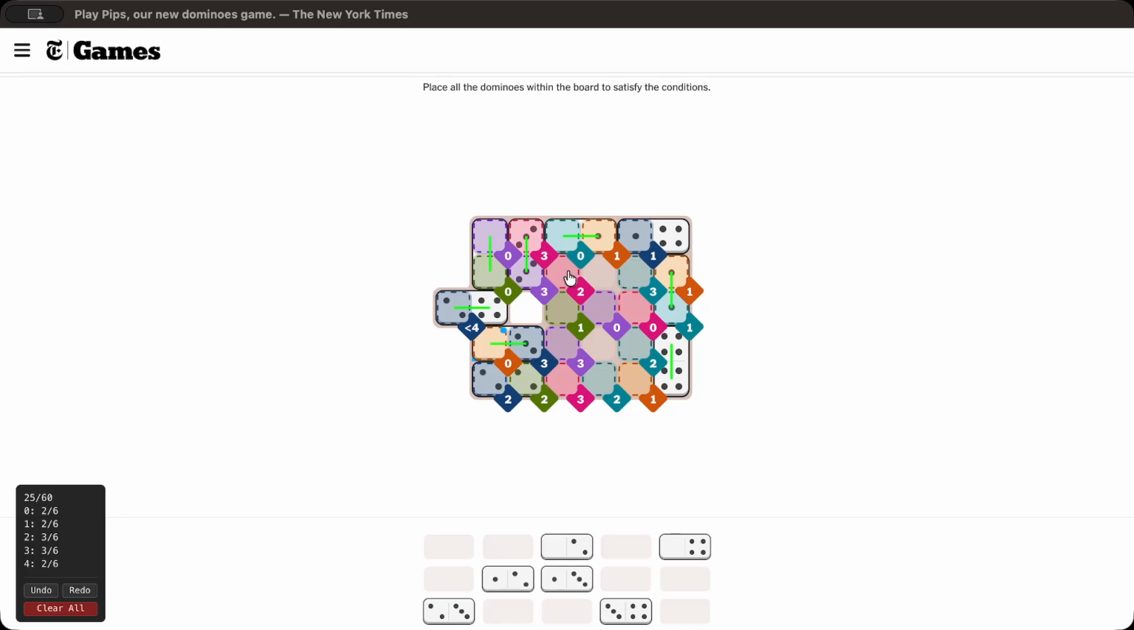This is a 2. It could be a 4-2. No, we don't have a 4-2 remaining. So this is a 2-1. I think this could still be either. No, we can't. We don't have a 3-0. So this is now our 4-3. This is now our 4-0. This hopefully is a 0-2.